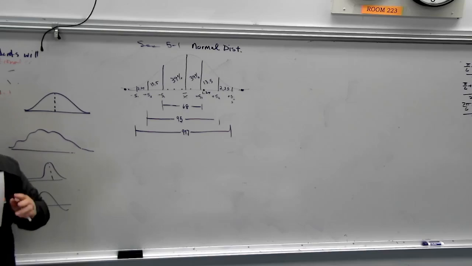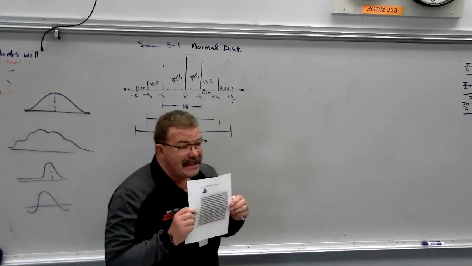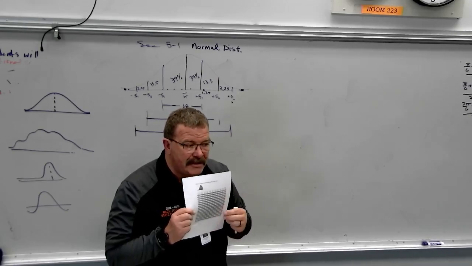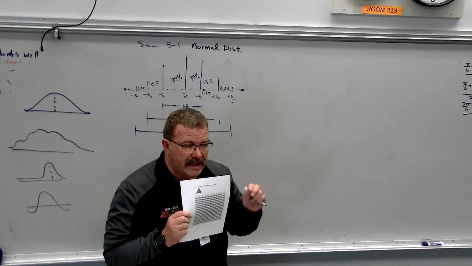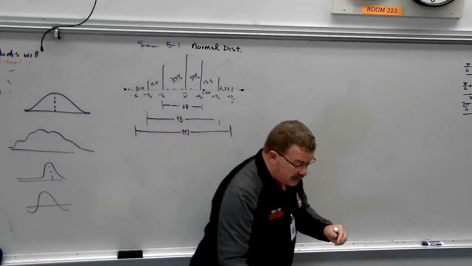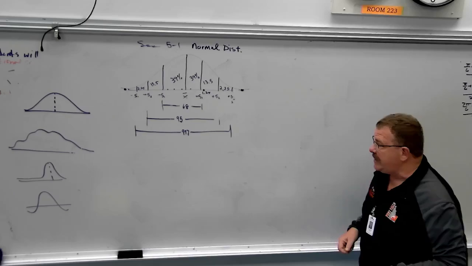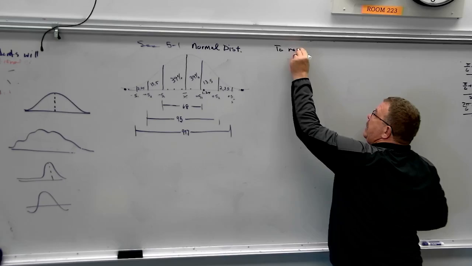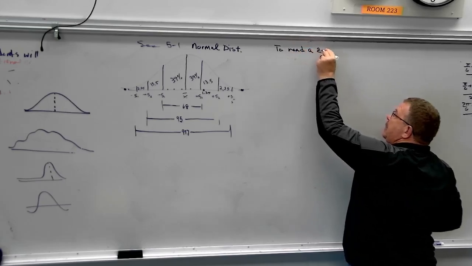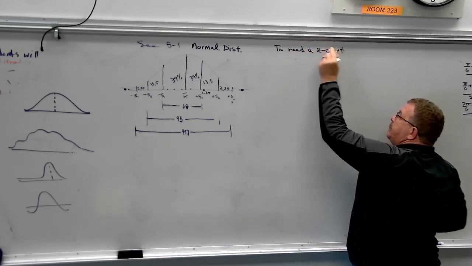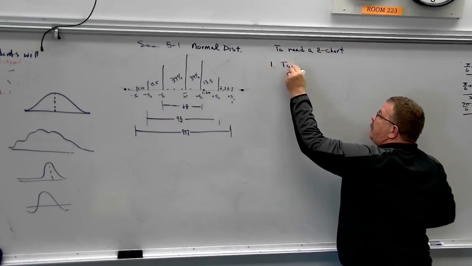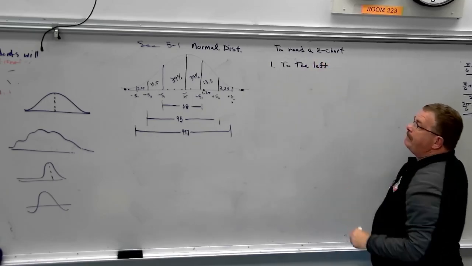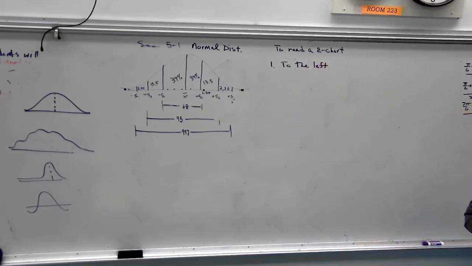Okay? So, there are 3 scenarios. This is what you need to really write down. When you're reading a Z chart, there are 3 scenarios that can happen. Okay? So here we go. And then we'll just do a couple examples and we're done. So, we'll just call this, to read a Z chart, number 1. The first scenario is to the left. How to read an answer to the left.